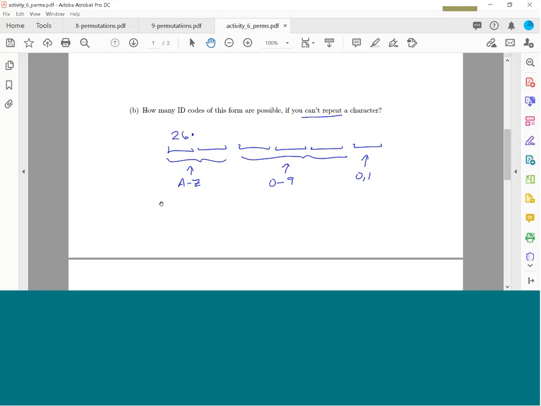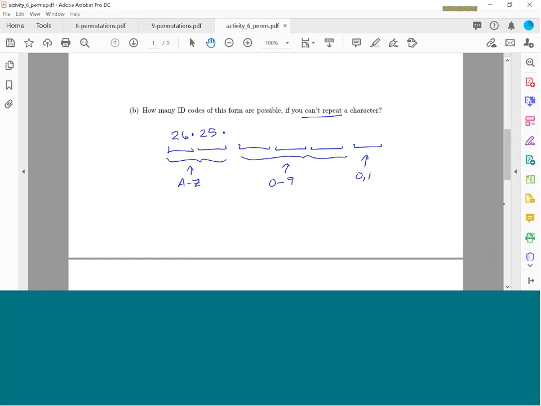Now, once you used one of those letters in that first position, how many possibilities did you have for the second position? Don't all speak at once. Yeah, so you had one fewer, so now you had 25. And that takes care of it for the letters. You're done with the letters.